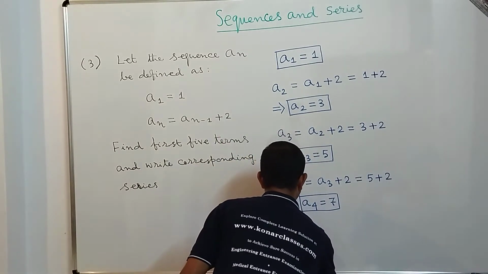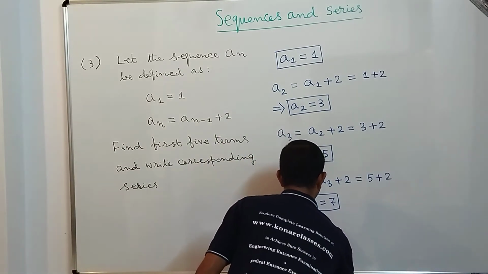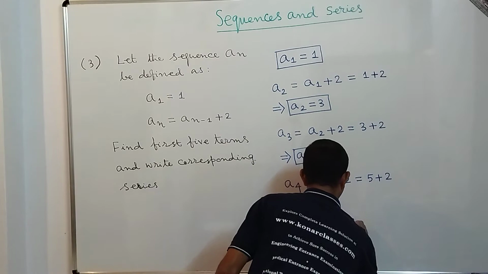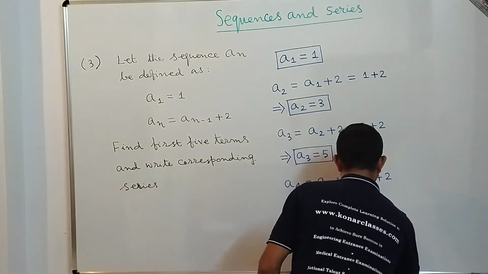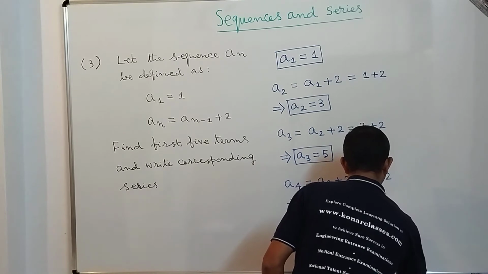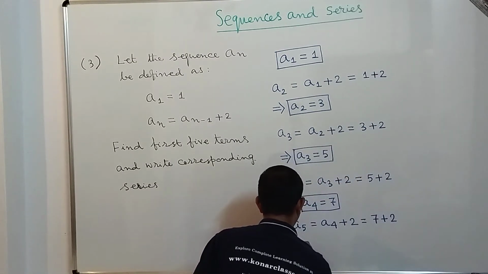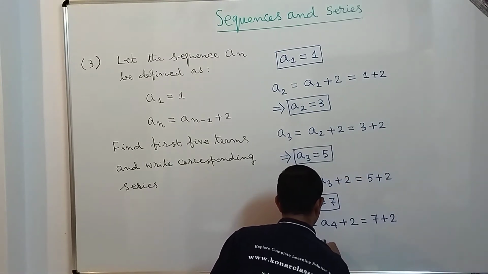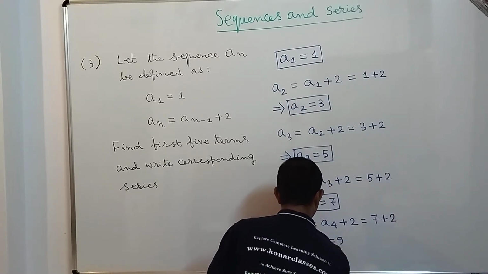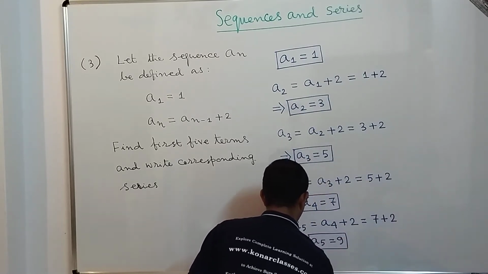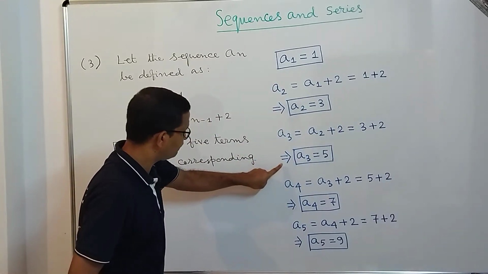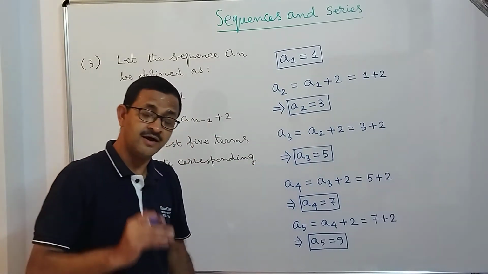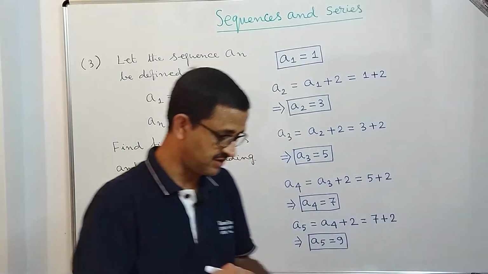Okay, now let's find the value of the fifth term, that is a5. So what is a5? a5 is equal to a4 plus 2, and the value of a4 we obtained in the previous step as 7. So 7 plus 2. So from here we get that a5 is equal to 9. So dear students, these are the different terms. 1, 3, 5, 7 and 9 are the first 5 terms of that sequence.